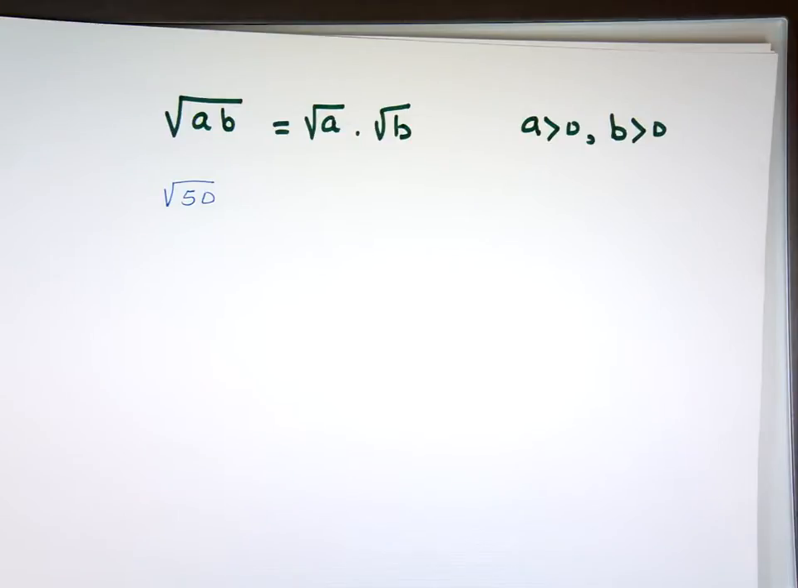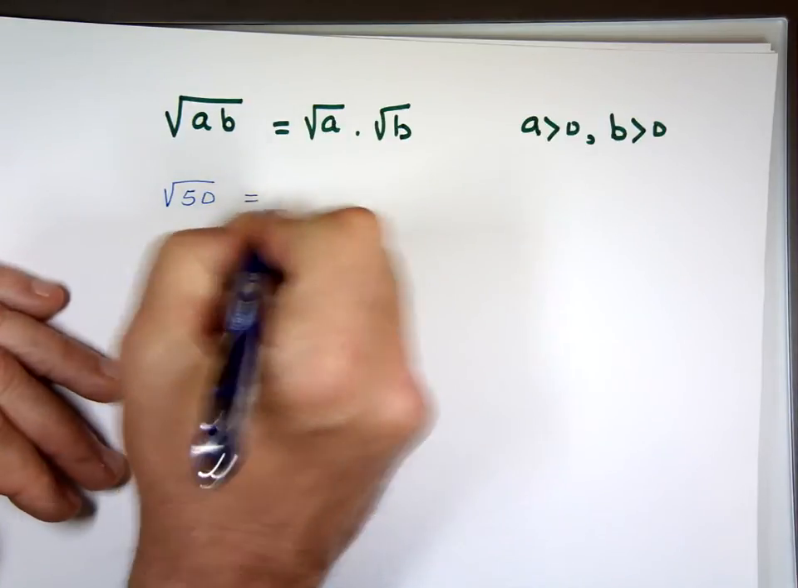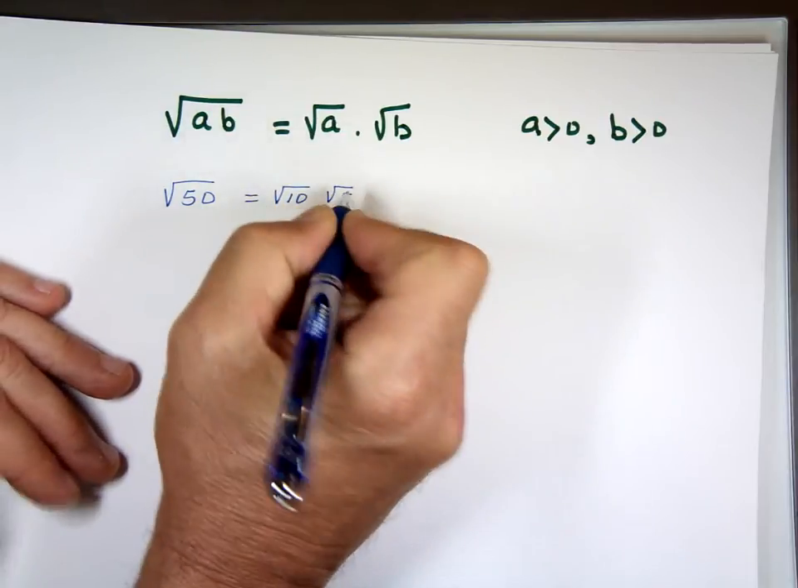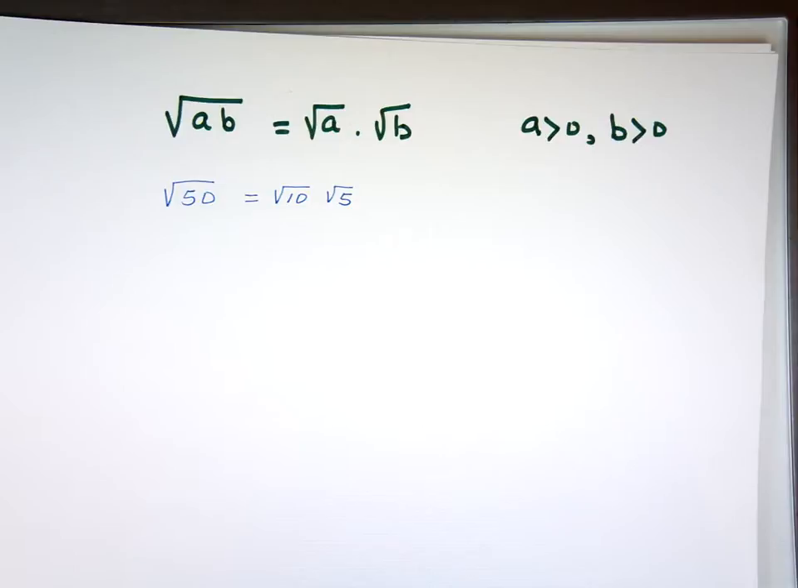50 is what? 10 times 5, right? It's not going to help me here. So you can break it down, the square root of 10 times the square root of 5. Big deal. Does anyone know what the square root of 10 is? No. Does anyone know what the square root of 5 is? No. So that doesn't help me.